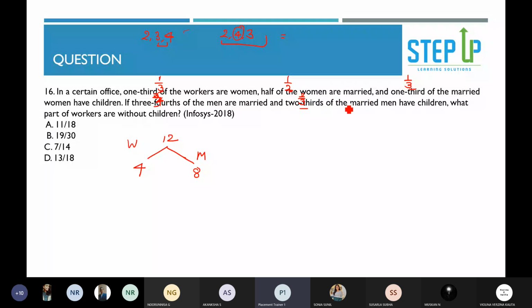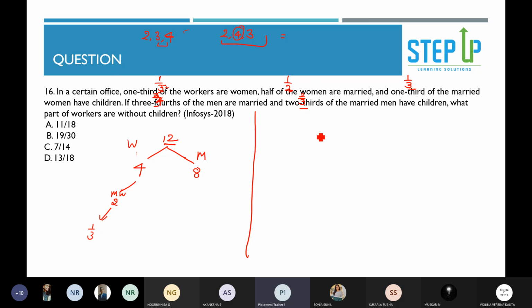Now half of the women are married. It means that 2 are married women. And 1/3 of the married women have children. Now, if I take 1/3 of this it would be very small, right? It will give me a decimal. So I'll take some multiple of 12, where it should be divisible by 3, 4 and 2 again. So you can take 60, you can take 72, any number.